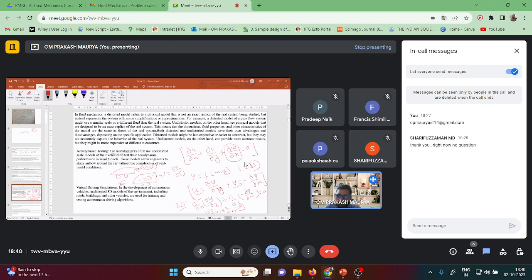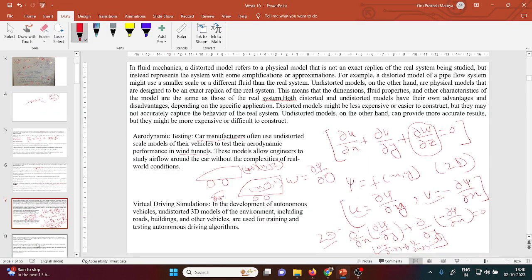But in the case of the distorted model, you make the small thing as compared to the actual one. And I think the technical terms you all know: geometrical similarity, kinematic similarity, dynamic similarity. Sir covered them very well, and I have also covered some concepts about it. Francis, I think your doubt is clear about it. This is not a big concept, but it is very, very important. So now we move on to your next doubt.